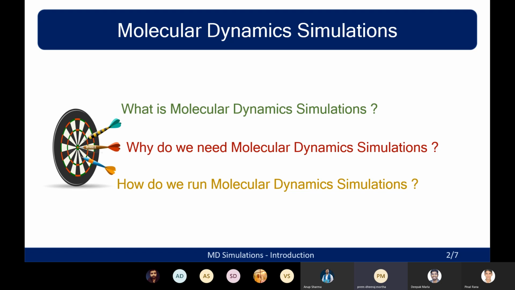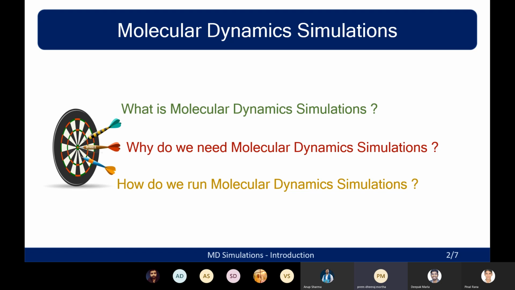The third question that I'll be focusing on is: how do we run molecular dynamic simulations? I'll give the answer to this in a very abridged form today, but most of my consequent lectures will elaborate in detail on how molecular dynamic simulations are done, along with a lot of other topics.